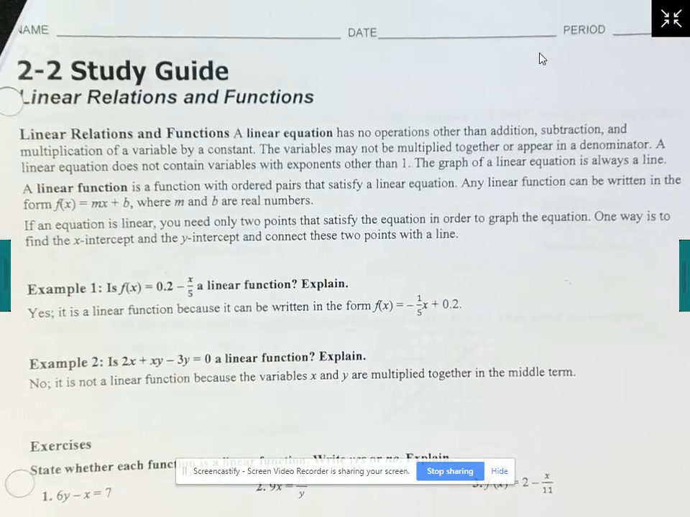All right, so sometimes I sit around and I wonder, do these kids even know what a linear relation or function is? Well, today is your day because I'm going to teach you exactly what it is.